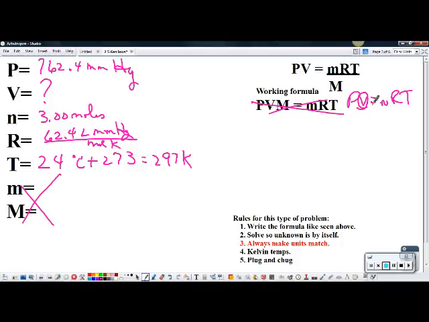Circle the volume. What am I going to divide both sides by? P. Now, if you don't understand this magic that I'm doing, you need to ask. I assume that you know how to do this. If you do not, please ask. Don't wait till the day after the test and you fail the test because you didn't know how to do this or why I did it. You have to ask. So my formula is V is equal to nRT over P.